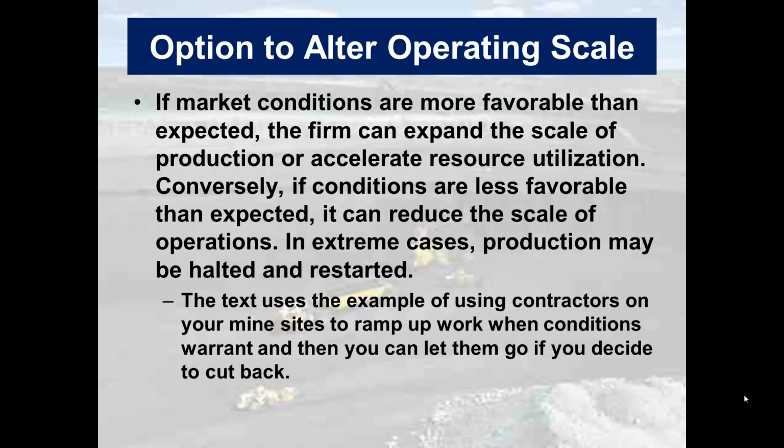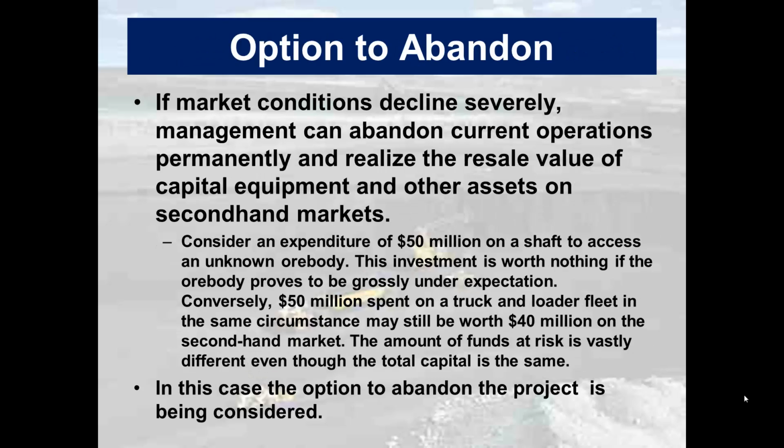If market conditions are more favorable than expected, the firm can expand the scale of production or accelerate resource utilization. Conversely, if conditions are less favorable than expected, it can reduce the scale of operations. In extreme cases, production may be halted and restarted. So this is an example of an option to alter the operating scale. The text uses the example of using contractors on your mine sites to ramp up work when conditions warrant, and then you can let them go if you decide to cut back.